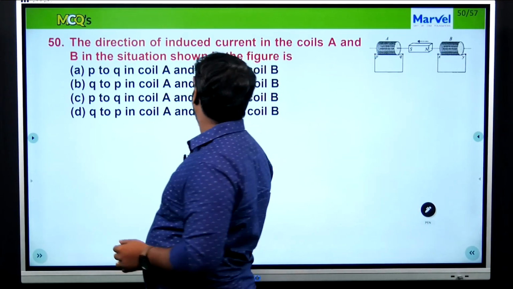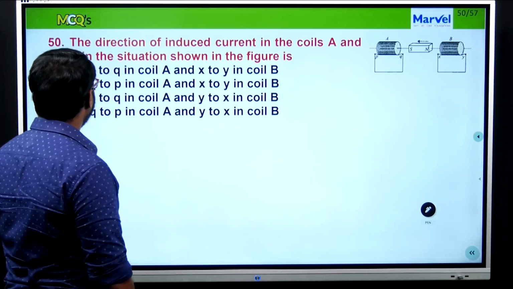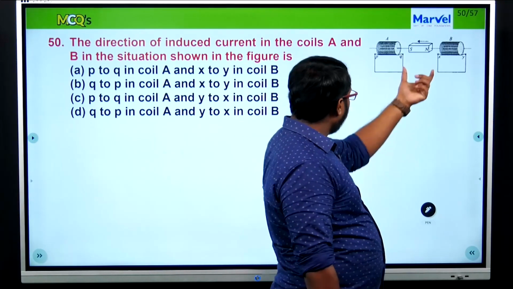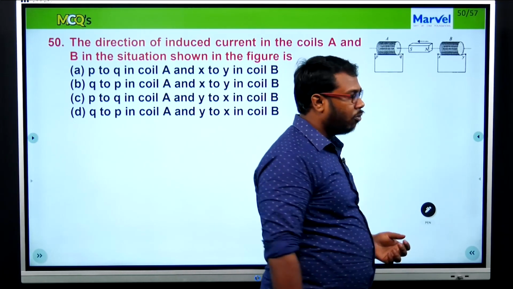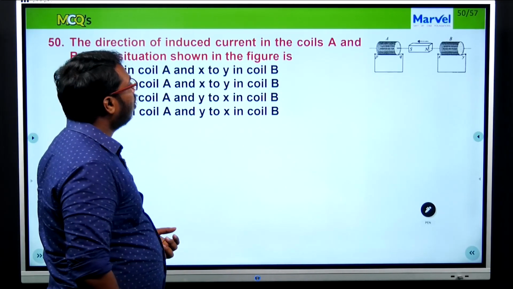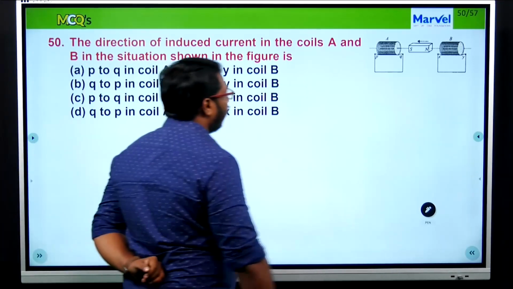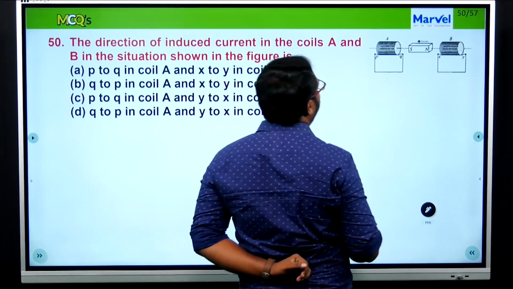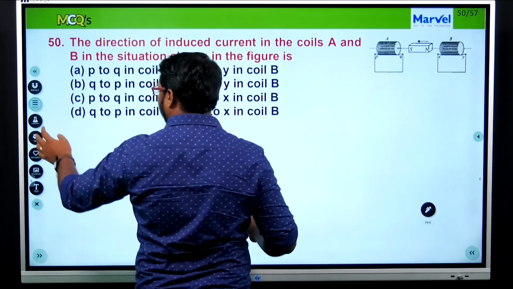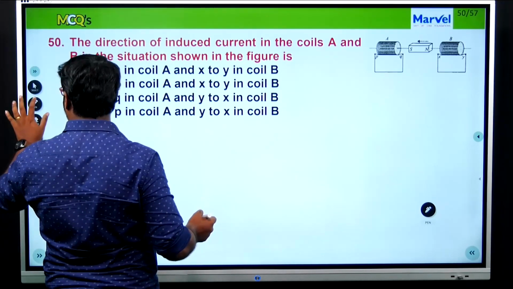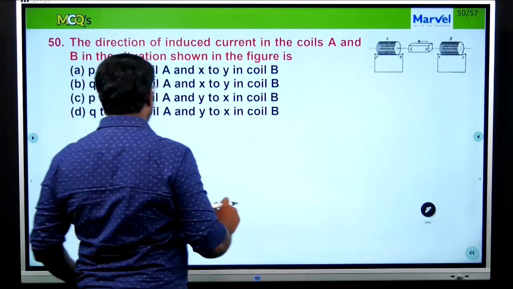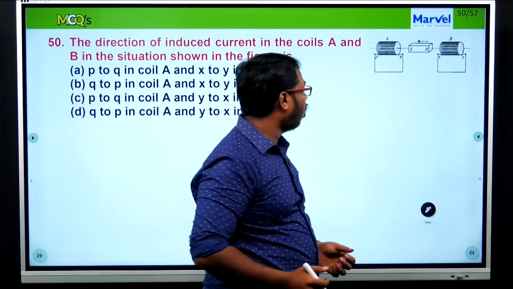Here, find the direction of the induced current in coils A and B in the situations shown in the figure. If you see, we have a bar magnet and we move the bar magnet to the left, and we have to indicate the direction of the current in A and in B. Now let's see what is going to happen. If we move the bar magnet to the left, the current gets induced in such a way that it opposes the motion of the bar magnet. So how should the direction of the current be induced on coil A?